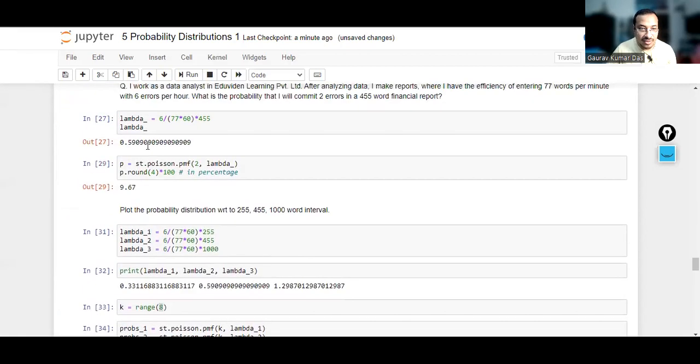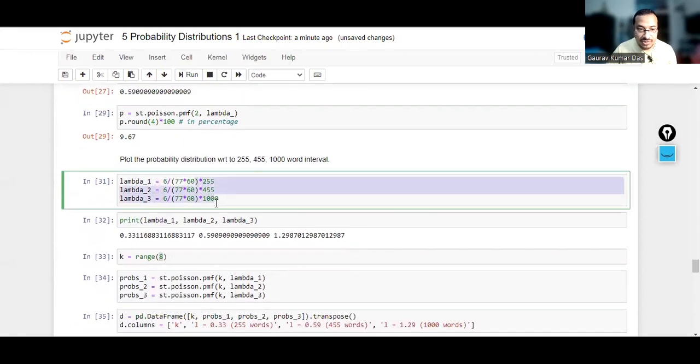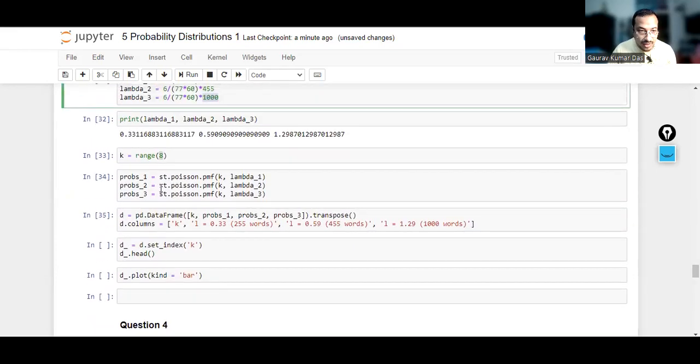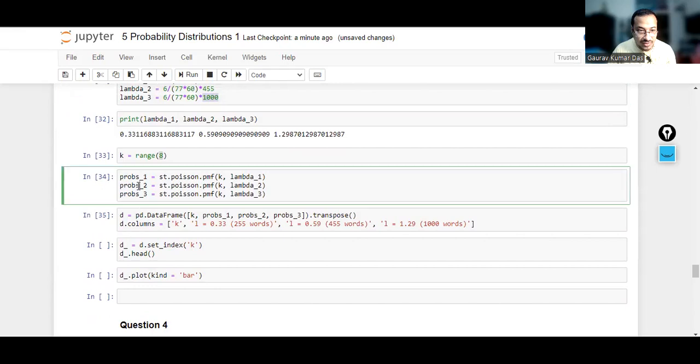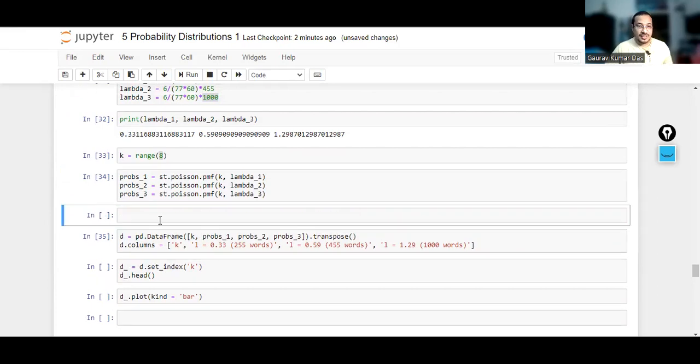So since I know the calculation of previous lambda, I can simply multiply it by the respective number of interval width which I want. Okay. Now, once I've got all the probabilities, I can create a data frame out of these probabilities, right? Be the data frame of these values. I just want to show you one thing.